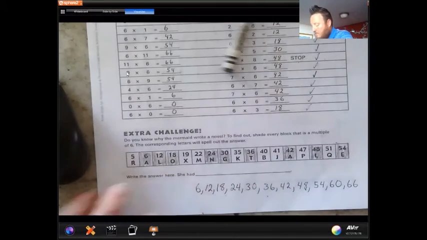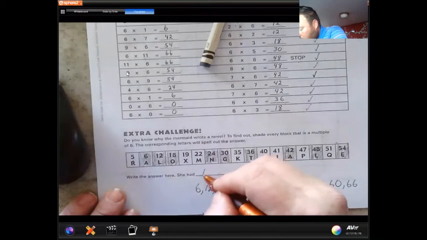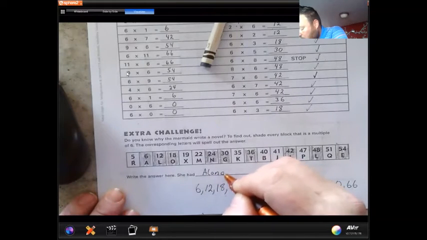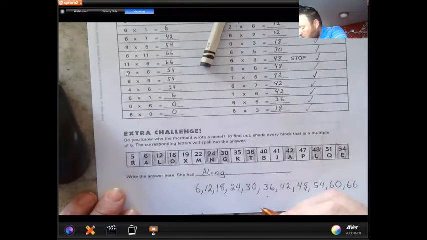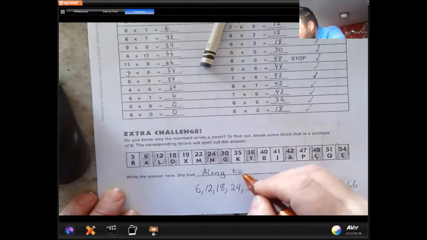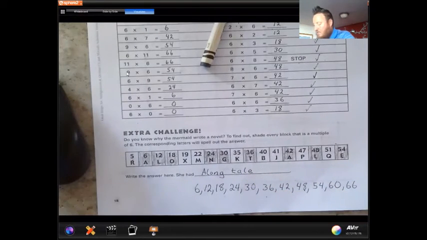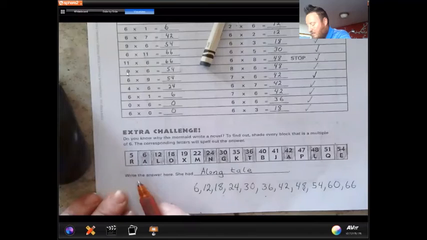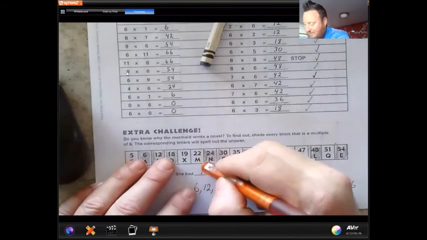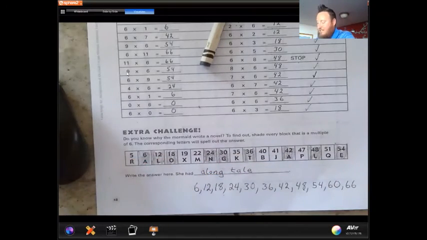All right, let's see. Do you know why the mermaid wrote a novel? Let's see why she wrote one. A-L-O-N-G-T-A-L-E. Write the answer. She had a long tail. That's why she wrote a novel, because she had a long tail.